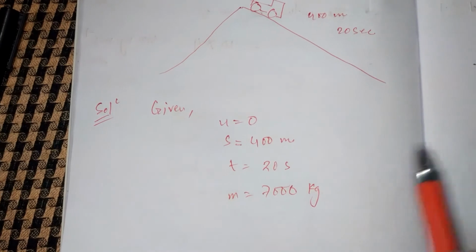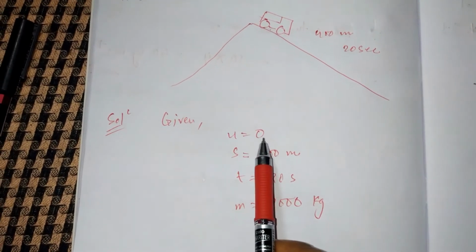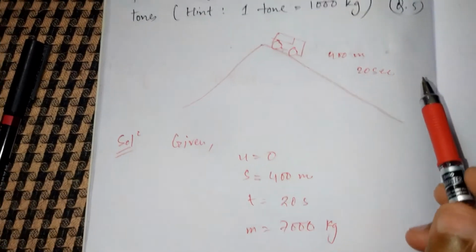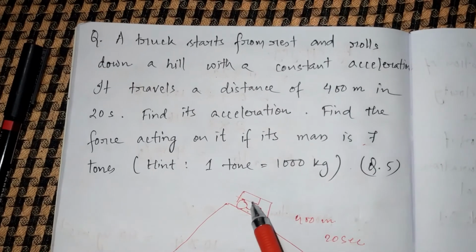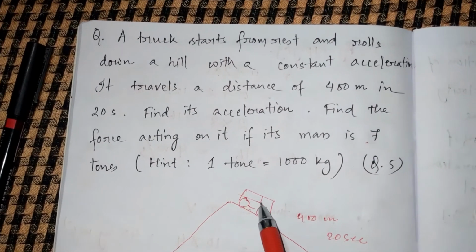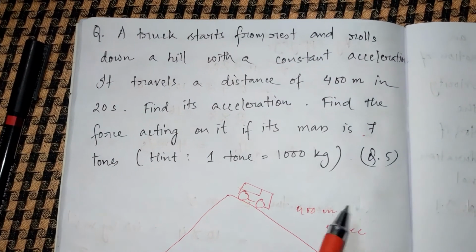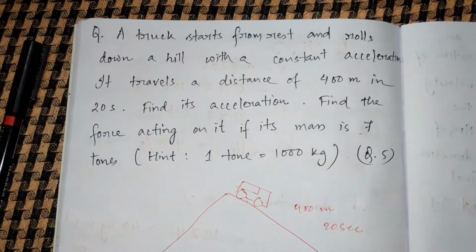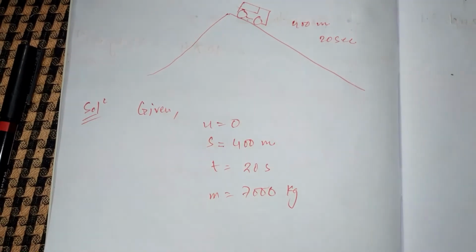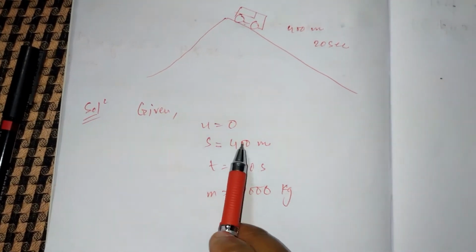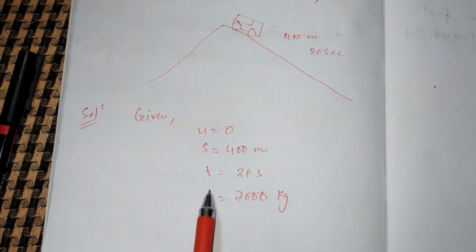Students, given u is 0, so how is it 0? You see the truck was at rest at the initial time, then it starts rolling down. That means the velocity came later on, but initially it was 0. Okay, so you have u is 0, s is how much? The distance it covered is 400 meter and the time required is 20 seconds.